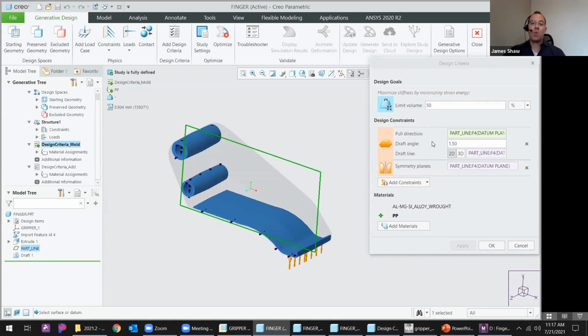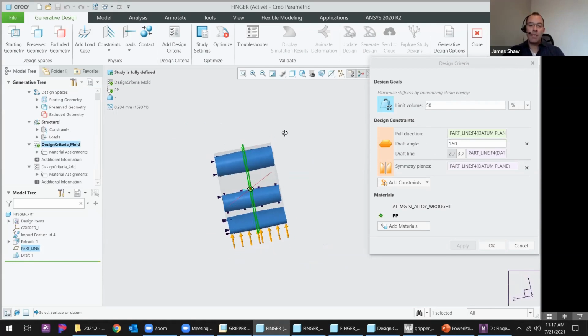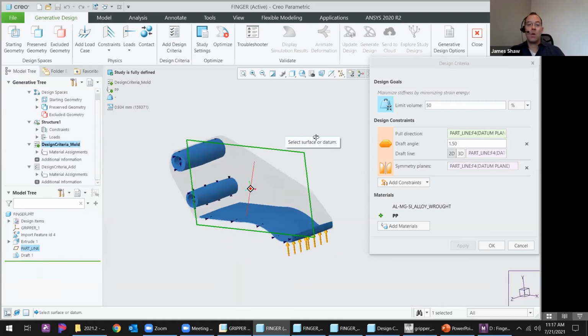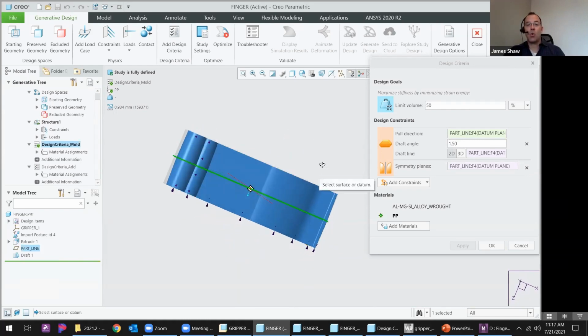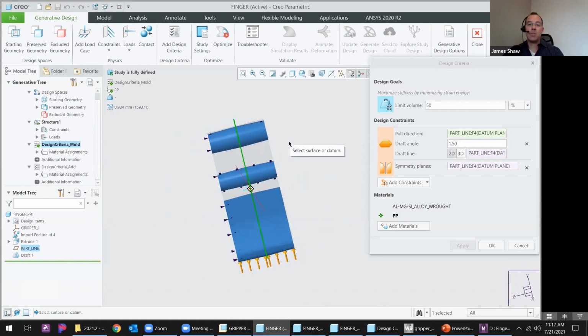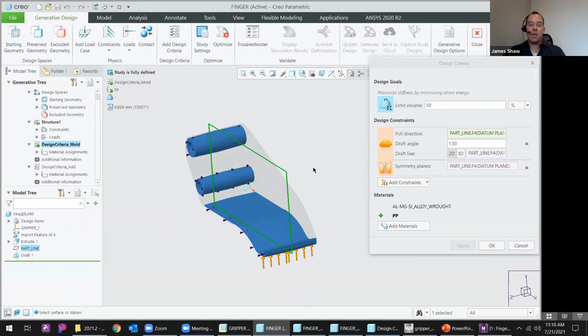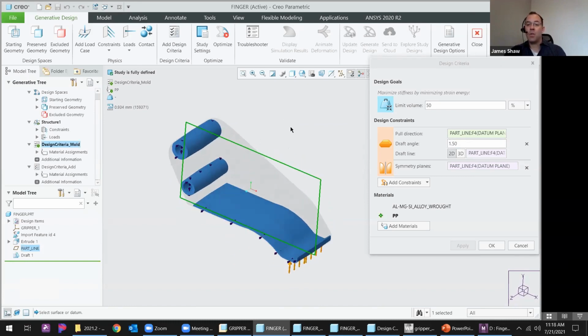For example, this one might be for injection molding. You can see highlighted in green right down the center, I have my draft line. It's also establishing my pull direction, which is normal to that. It's also a symmetry plane. So I'm incorporating at least three different design constraints from molding. I also have set in there a draft angle, and I can add in a few others if I wanted.